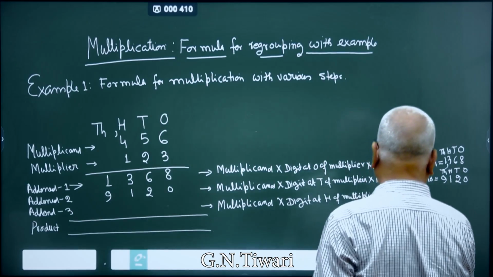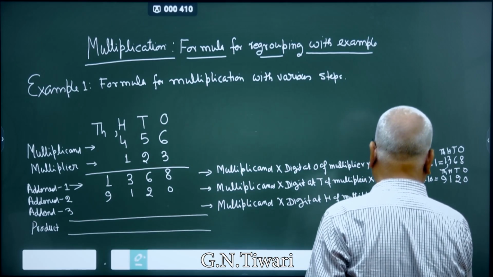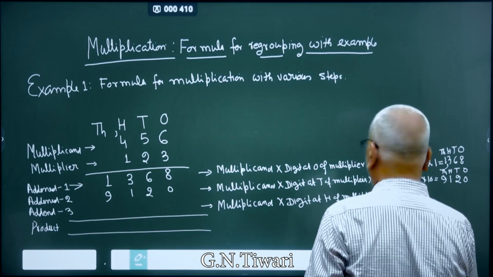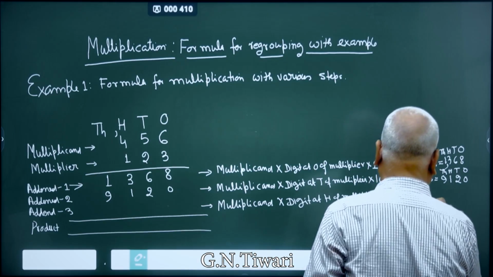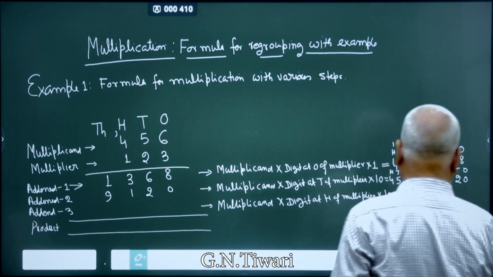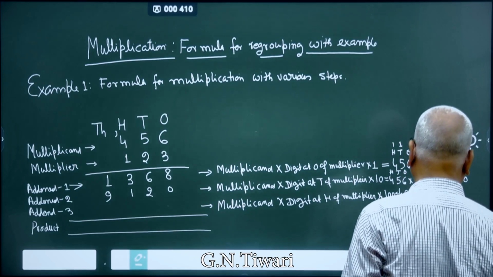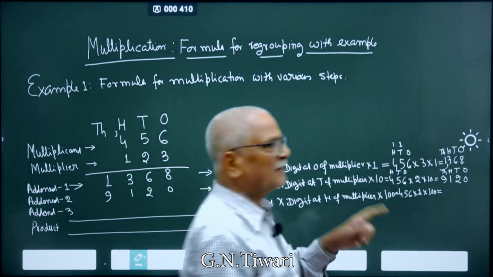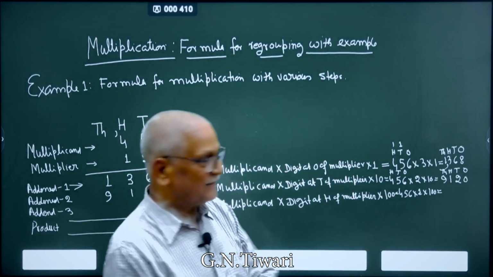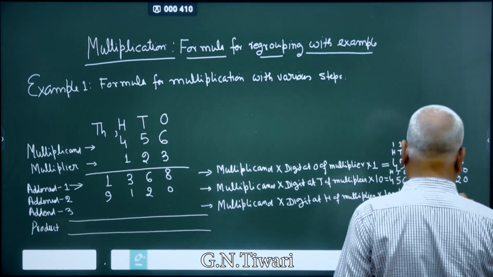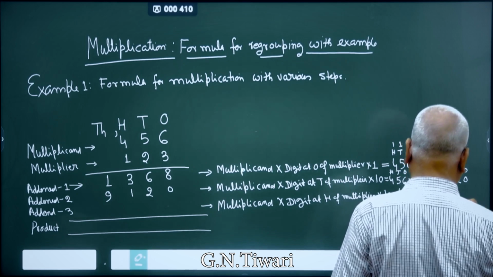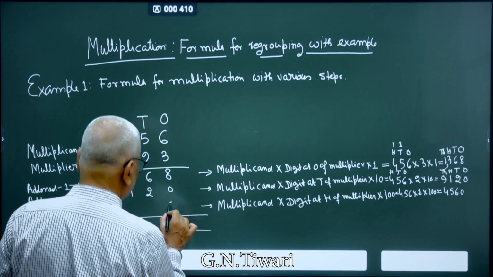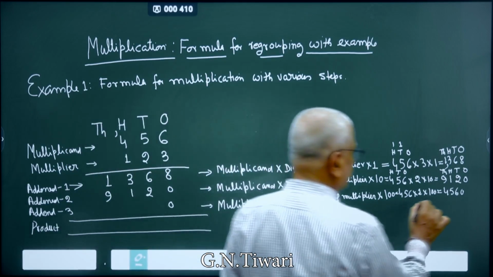Here we have 4, 5, 6 into 1. But 1 is in the hundreds place, so it is multiplied by 100. It is very simple to multiply 456 by 1. If you multiply by 1, the digits remain the same. So here will be 4, 5, 6, 0. Write the same thing here: 0, 2, 0, because it is 100.